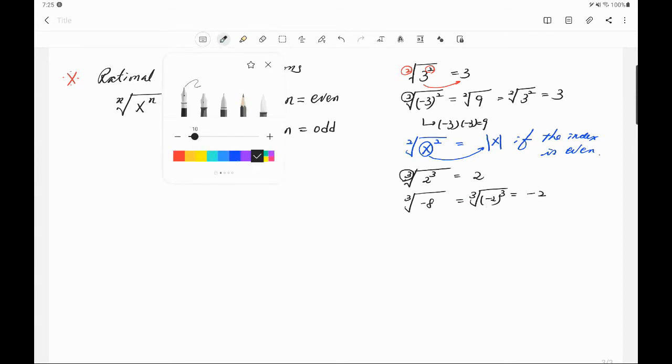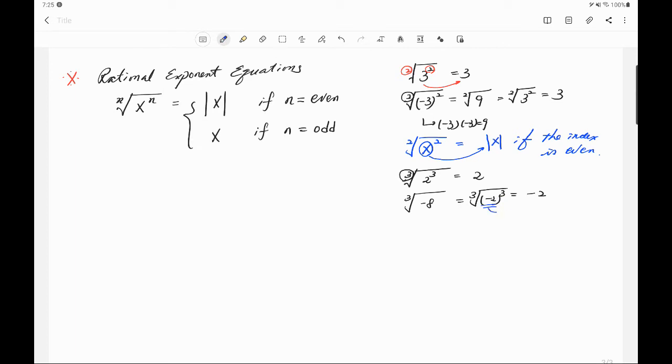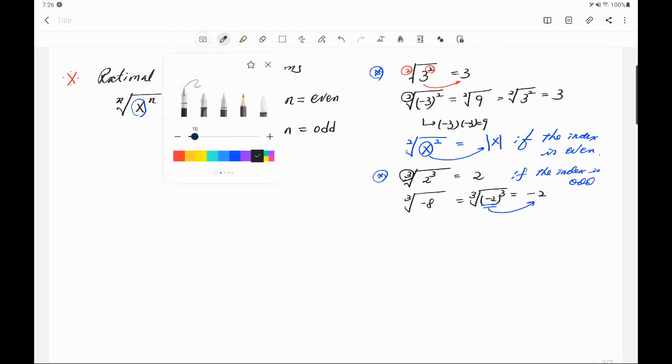Just take the base out. You don't have to make it positive. Okay? Can you see it? So there are two types of example. If the index is odd, then just take the base out. You don't have to make it positive. So if the index is odd, then take this base out. If the index is even, then take the base out, but make it positive. Put the absolute value symbol. Okay, make sense?